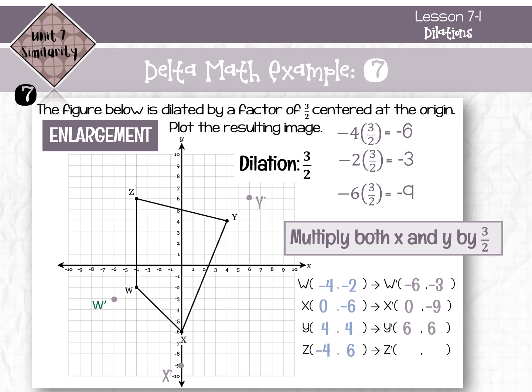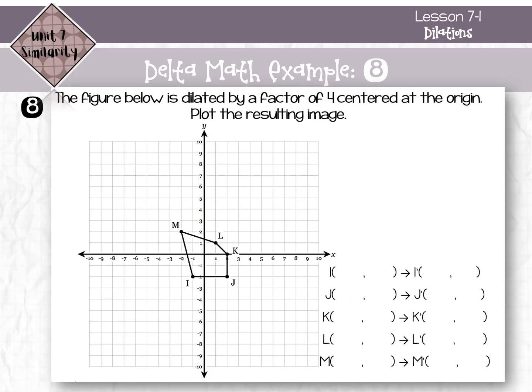And Z is at the point -4, 6. And we've already dealt with 4s and 6s, so multiply by 3/2, we're at -6, 9. There we go. That is an enlargement with a dilation of 3/2.